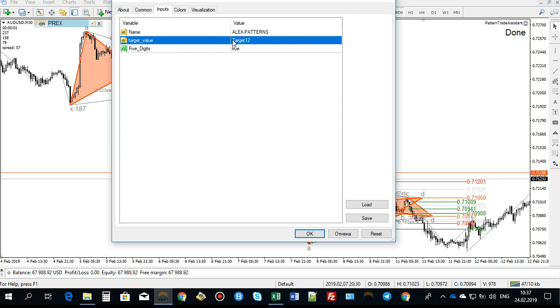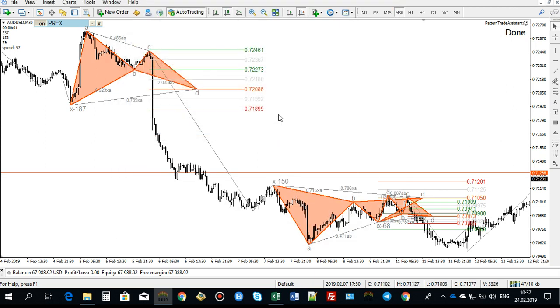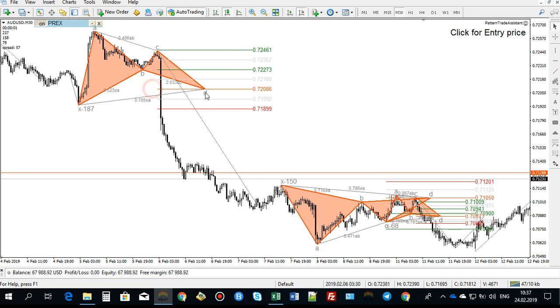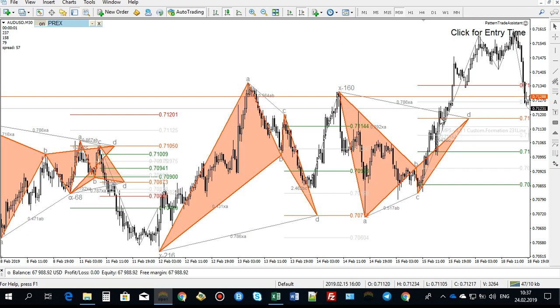Then you need to set the target value. I have this target 12 because in MPS target 12 means 1-to-1 risk to reward, and 5 digits because I have a 5-digit broker. Okay, that's it. The file is set, and to write down the trade you simply need to press a few keyboard controls like this, 1 2 3. So let's go to the second trade, 1 2 3, 1 2 3. That's it, 1 2 3. This one didn't complete, I suppose.